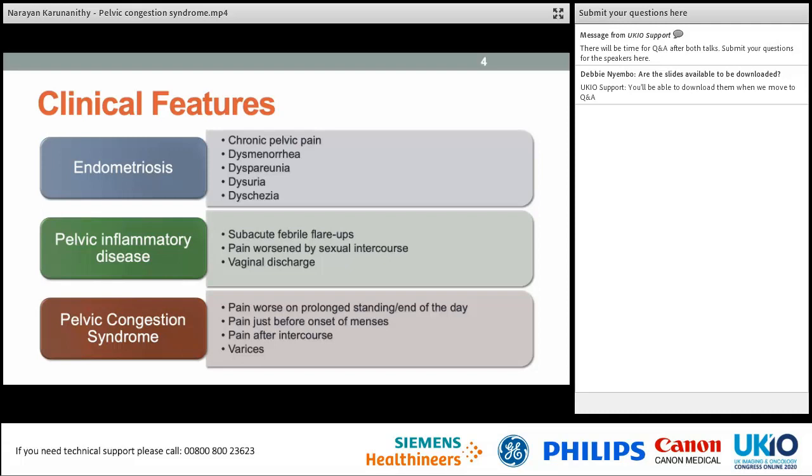The pain is often exacerbated just before the onset of menses and pain after intercourse. And when pain is associated with physical manifestations of paralabial varices or upper thigh medial varices, as I'll show some examples coming up, then those are all clinical features which are suggestive of a diagnosis of pelvic congestion syndrome.